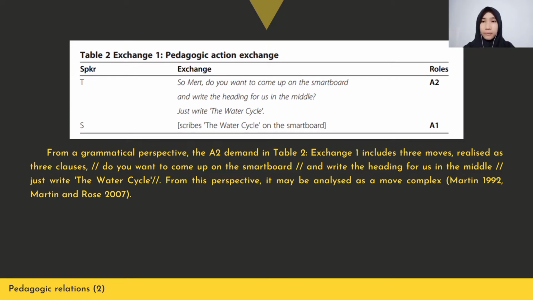From this perspective, it may be analyzed as a move complex according to Martin in 1992, Martin and Rose 2007. But from the perspective of speakers' roles in the pedagogic exchange, it is one functional unit. So we will refer to such A or K units as exchange roles. An exchange is realized by a sequence of one or more roles, each of which is realized by one or more moves. Enough from me, thank you. Next will be delivered by Hilda.